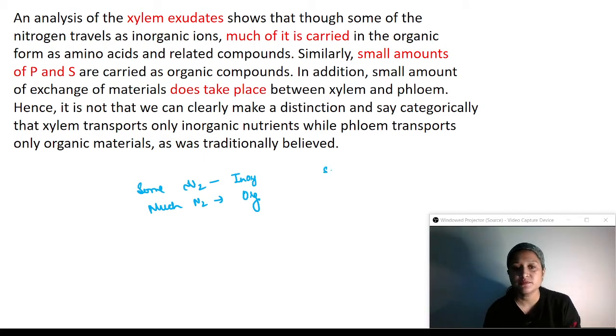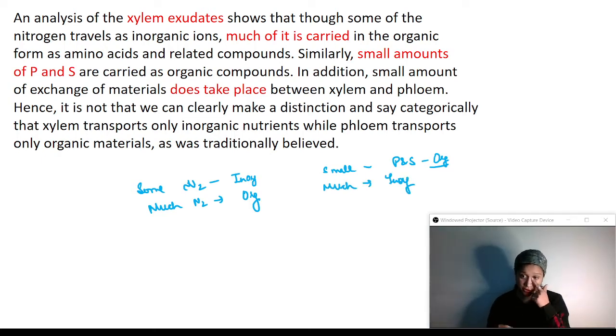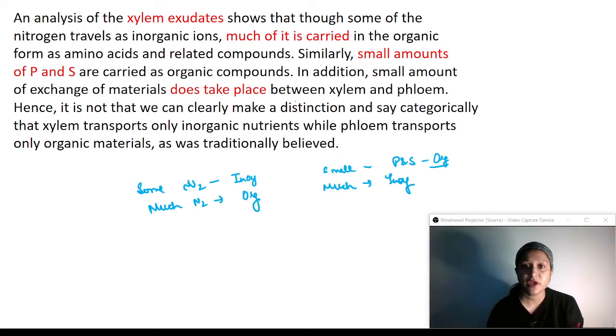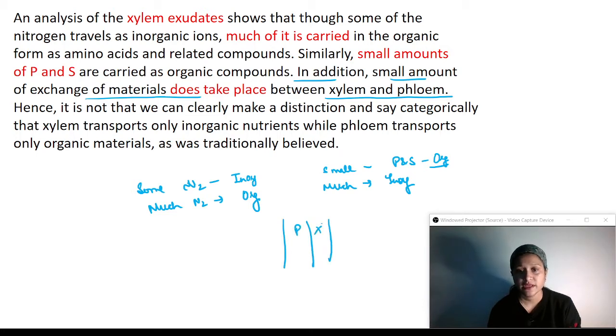Similarly, a small amount of phosphorus and sulfur is carried in the organic form, but much is carried in the inorganic form. This is very important. From this one question, already in the previous year I have seen that it was there in your NEET exam. So please read this question carefully. इससे question बनता है. In addition, a small amount of exchange of material does take place between xylem and phloem. So what it is saying कि xylem और phloem के बीच में भी exchange होता है. There is a small amount of exchange between the xylem and the phloem.